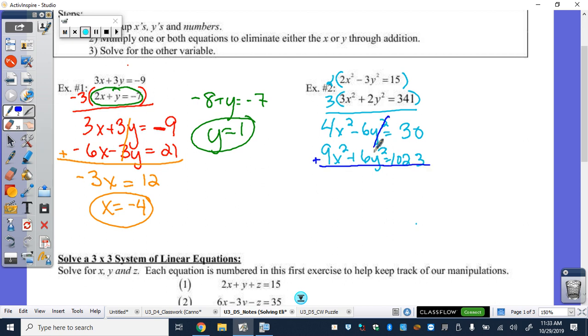So again, add them together. The y squared cancel. We get 13x squared equals 1053. Divide by 13. And what does x squared equal? 81. So then I take the square root, and what does x equal? Plus or minus 9. Remember, when you take the square root of both sides, it's always plus or minus.